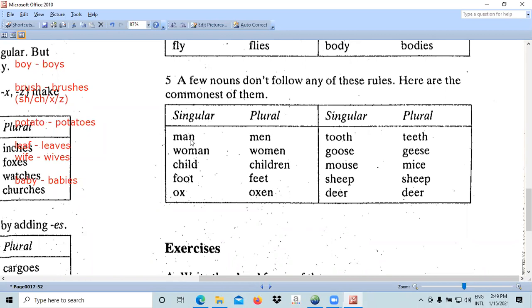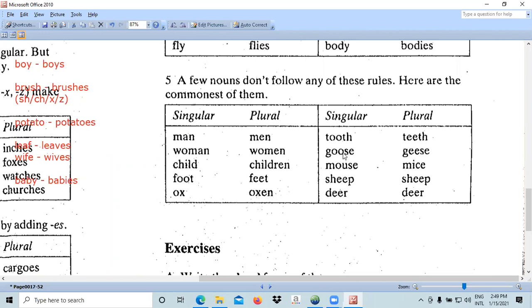The singular is man, the plural is men. Man කියන එකේ බහුවචනය men. එක අකුරක් වෙනස් වෙලා. So this one, woman, women. Child, children. Foot, feet. Ox, oxen. මේ වගේ කිසිම පැහැදිලි රටාවක් නැහැ.